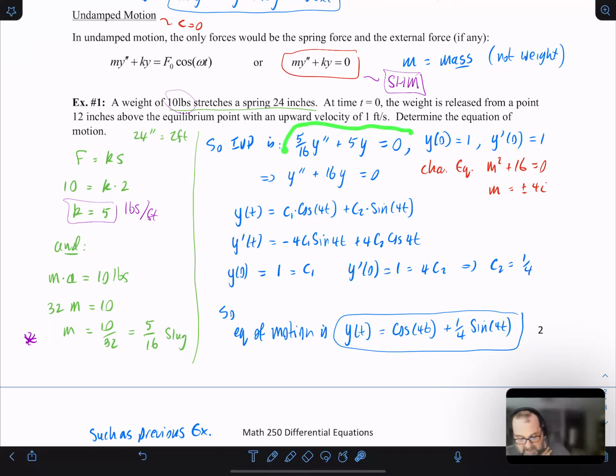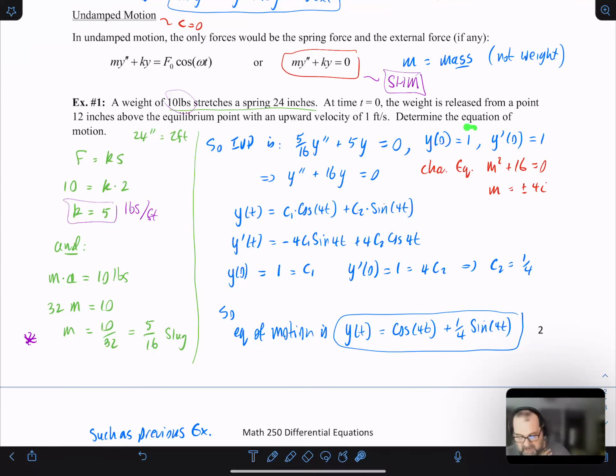This is our DE. It is mass times the second derivative plus 5 times the displacement distance y, and there was no mention anywhere of an external force, so this is homogeneous. But we do have an initial value problem here. We are told the weight was released from a point 12 inches above equilibrium. So 12 inches, again in feet, is 1 foot.